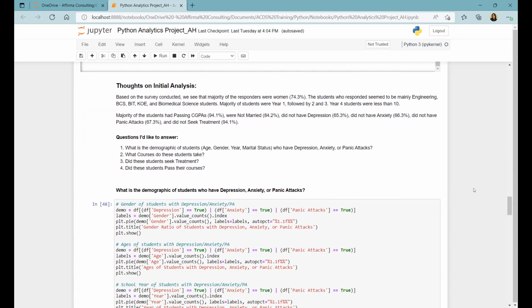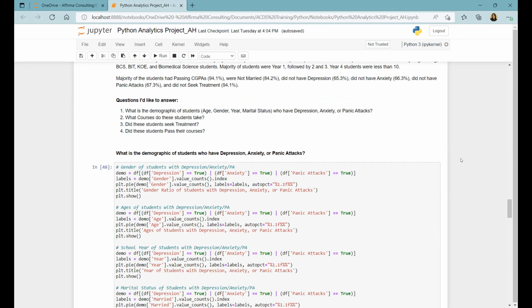So I just gave my thoughts in the analysis, where we saw the majority of the responders were women, and those who responded seemed to mainly do engineering, BCS, BIT, and KOE, and biomedical science. Majority were in year 1, followed by years 2 and 3, and year 4 only had fewer than 10 students responding. Majority were passing and were not married, did not have depression, anxiety, or panic attacks, and did not seek treatment. So after this analysis, I wanted to answer a couple questions.